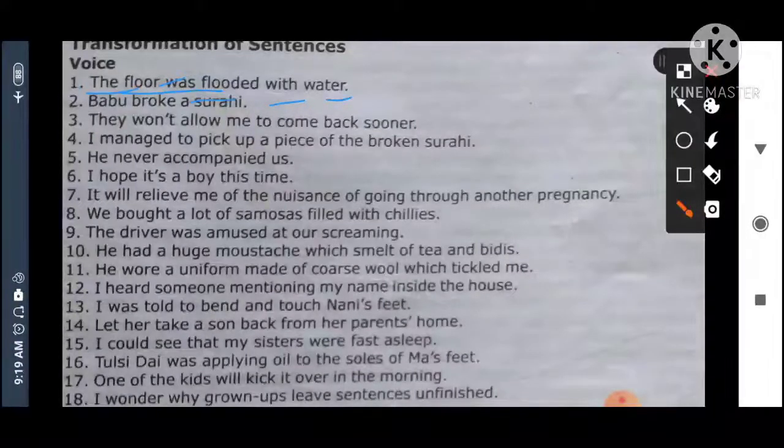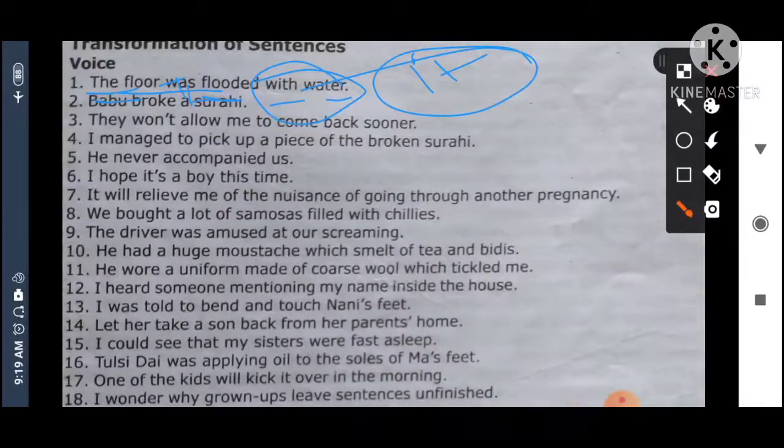The active sentence will be something like this: It flooded the floor with water. यहाँ पे कोई सब्जेक्ट नहीं है बिकॉज हम लोगों को समझ में आ रहा है कि the floor was flooded with water. तो यहाँ पे पूरा सब्जेक्ट कौन होगा, water खुद ही सब्जेक्ट होगा ना यहाँ पे. तो यहाँ पे हम लोग "it" ले रहे हैं, तो It flooded the floor with water.